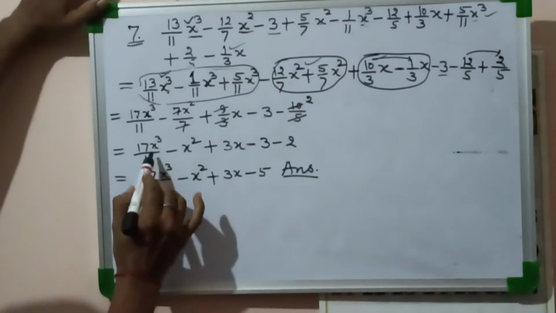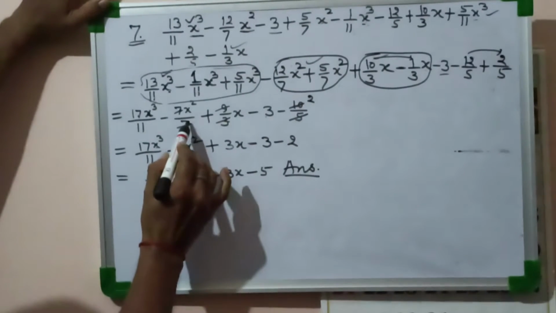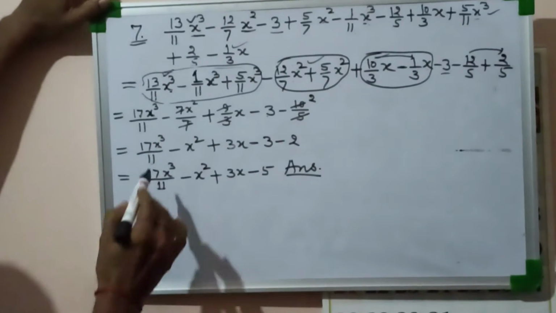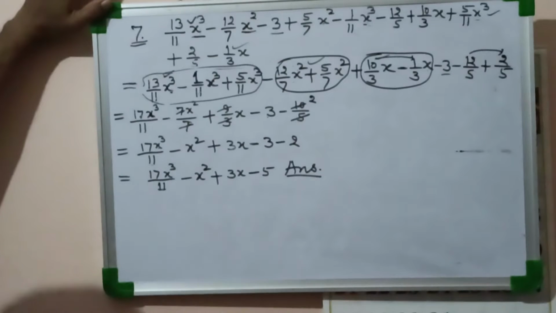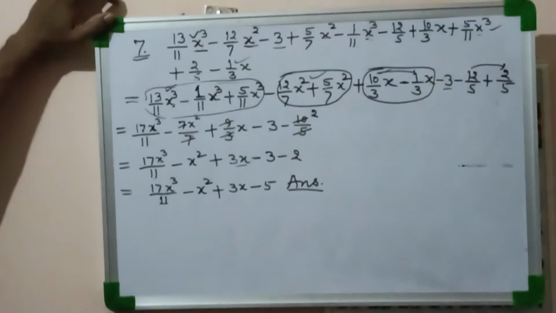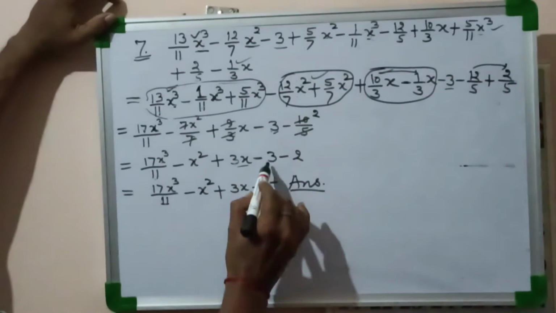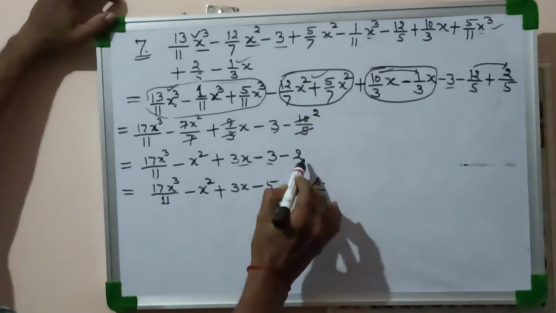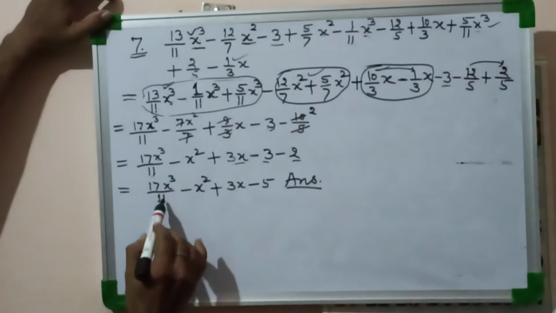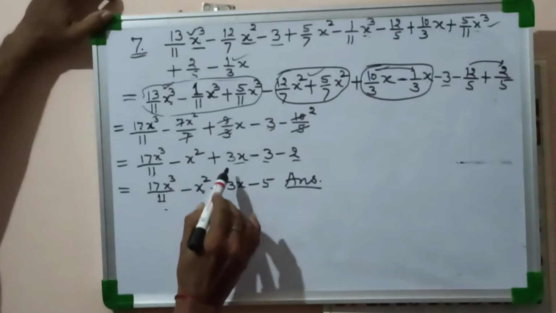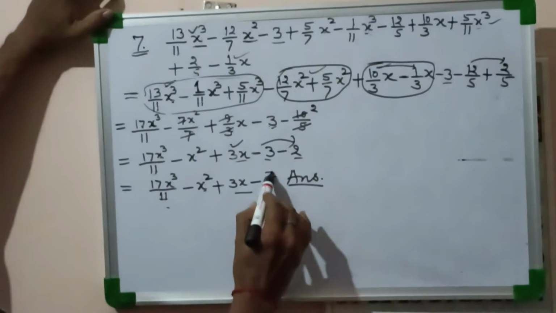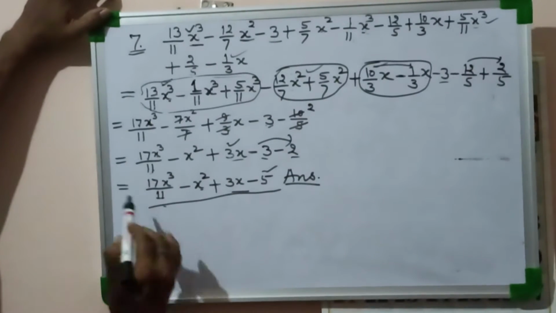Now it is 17x cube upon 11. This 7 will be cancelled with this 7, you will get x square. So 17x cube upon 11 minus x square. Plus 9 by 3x is 3x. Then minus 3 and minus 10 by 5 is minus 2. So 17x cube upon 11 minus x square plus 3x minus 3 minus 2, that is minus 5. So this is your answer.